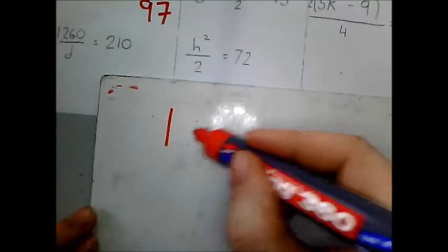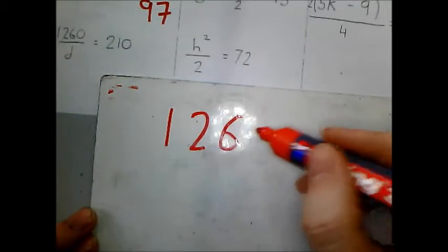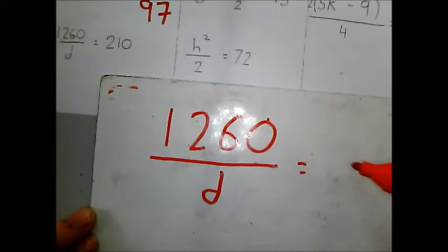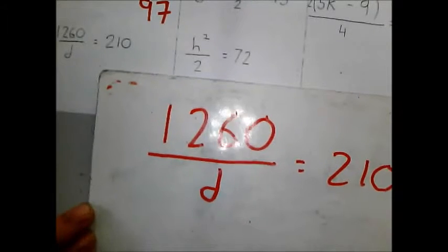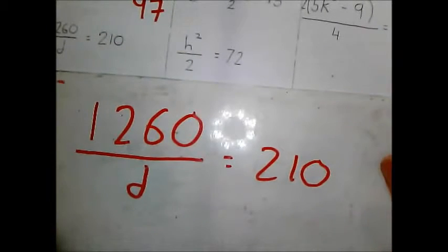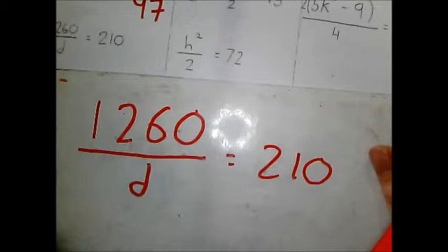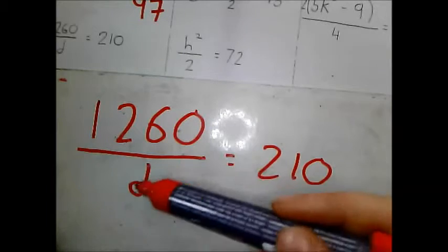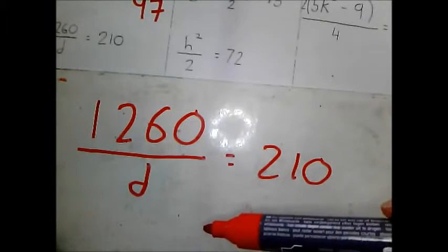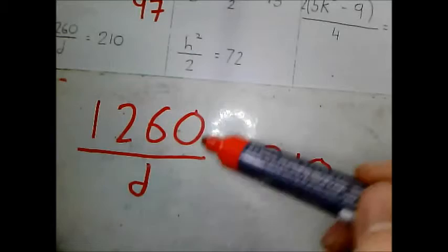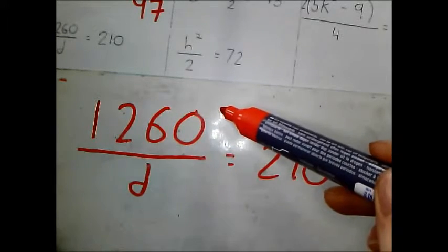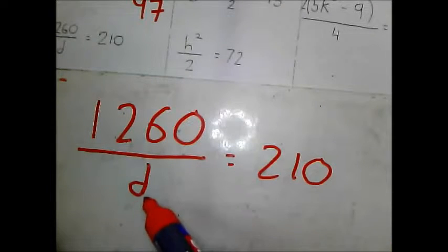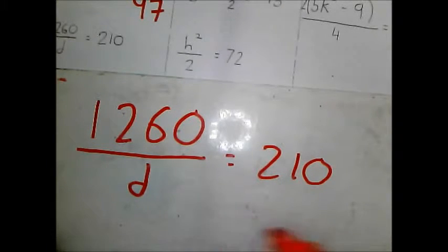Okay, now this one was a little bit trickier. We've got 1,260 divided by d equals 210. Now, there's a few ways that we can do this question. The way that I would usually recommend is we don't like having our unknown at the bottom of a fraction. Because we can't multiply by 1,260 because it doesn't cancel out the 1,260. And we can't divide by 1,260 because I still have d at the bottom of my fraction.